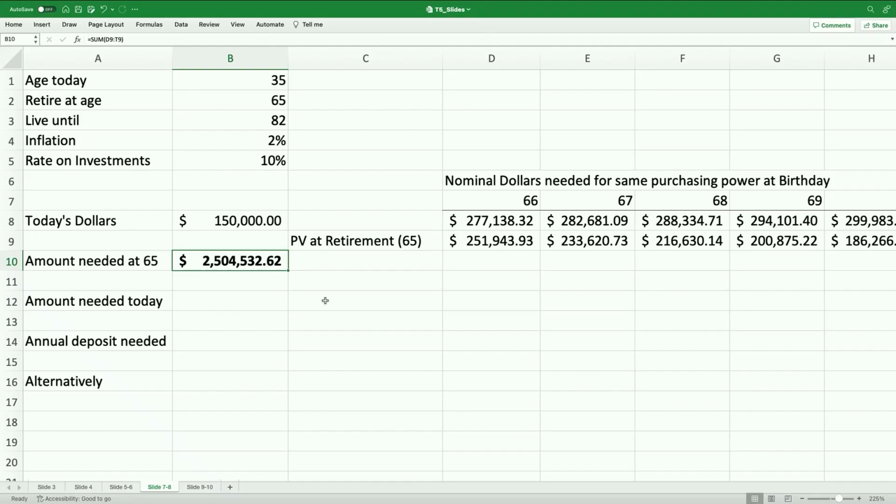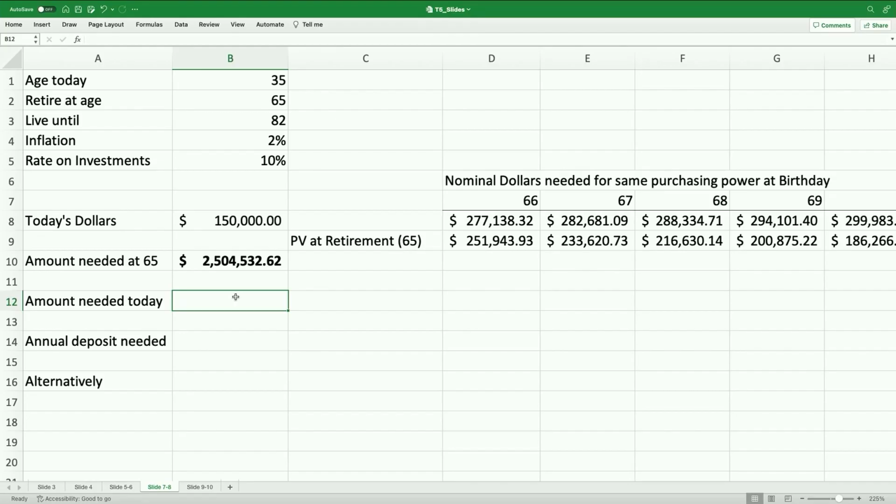So I need $2.5 million in an account at year 65 in order to throw off exactly this stream of nominal payments if that amount in the account is growing at 10% per year. Good. All right, 2.5 is how much I need at year 65. What would be the amount I need today? What's the present value of this year 65 amount?